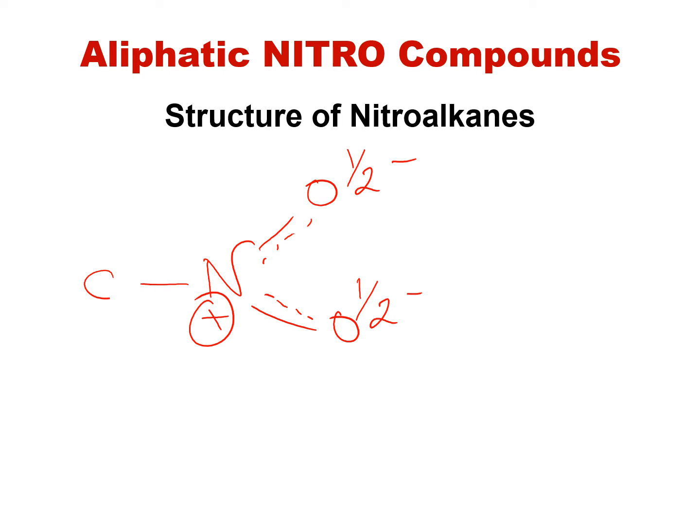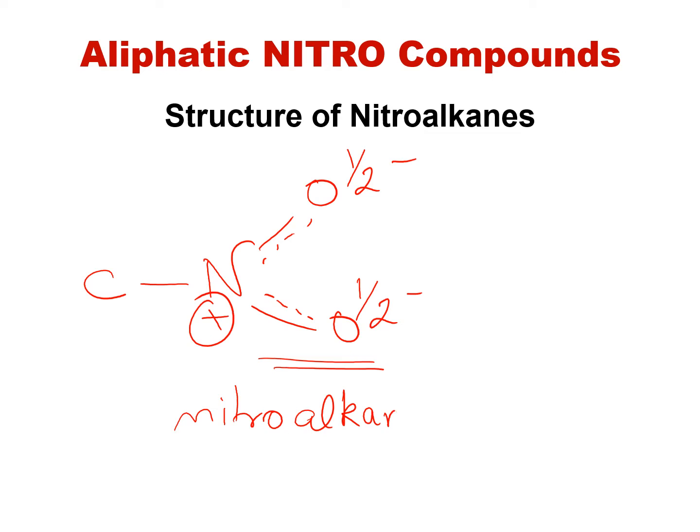In case of aliphatic compounds, they will be attached to an aliphatic carbon or an aliphatic chain. In case of aromatic compounds, they're going to be attached to a benzene ring. How do we nomenclate them? They are regarded as a regular substituent. So we say nitro and then alkane.